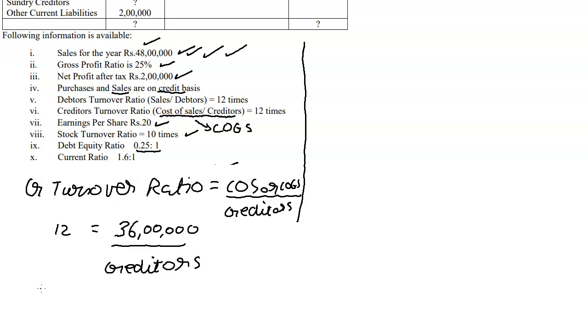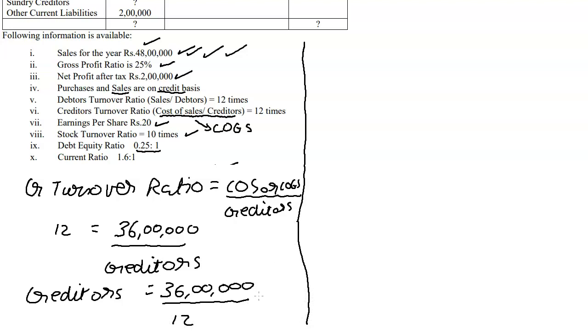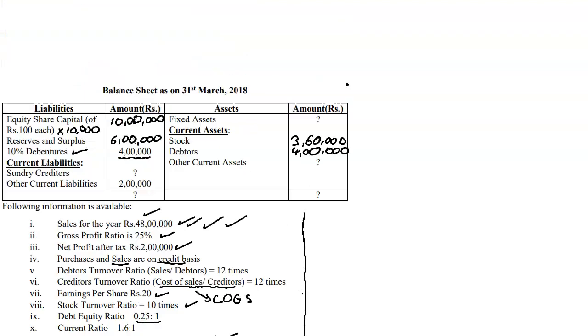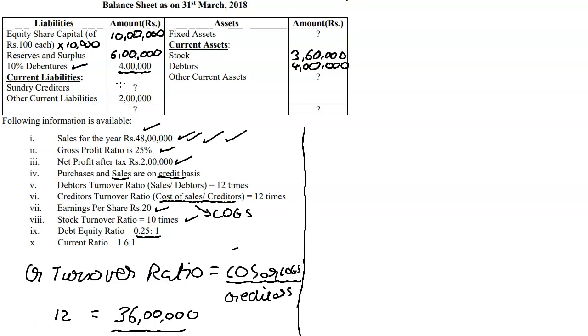Creditors is division, goes that side, it becomes multiplication. 12 is multiplication, goes down, becomes division. Basic mathematics, creditors is equal to 36 lakhs upon 12, which is equal to 3 lakhs. I can go back upstairs over here and give 3 lakhs to creditors. And by doing this, I have finished the entire left hand side of the balance sheet.